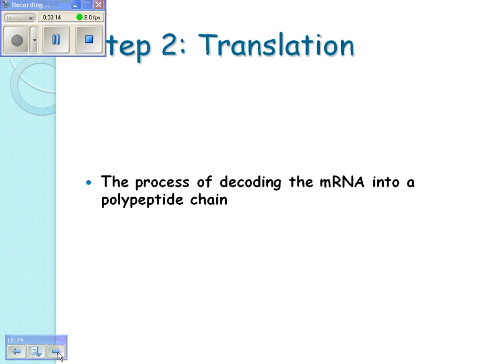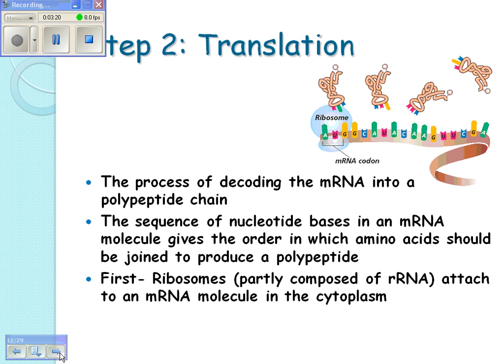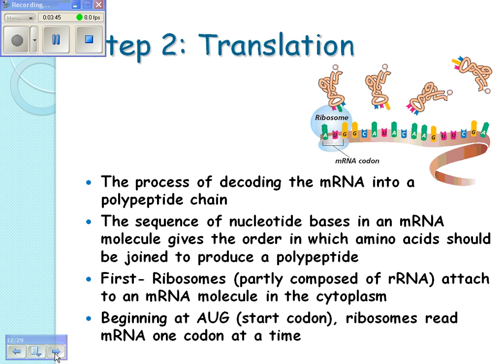All right, translation. So we know it is the process of decoding the mRNA into the amino acids and thus the polypeptide. Again, here's the same sentence again. The sequence of nucleotide bases in the mRNA gives the order of amino acids, which shows how the polypeptide is going to turn out. Okay, so on to translation, the first step. The ribosome is going to attach to the mRNA at the start codon.